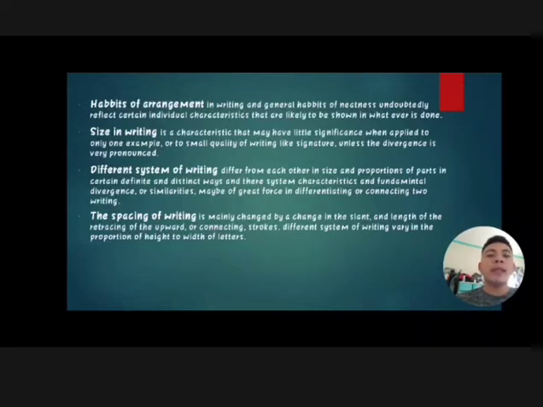Different systems of writing differ from each other in size and proportion of parts in certain definite and distinct ways. In their system characteristics, fundamental divergence or similarity may be of great force in differentiating or connecting two writings. The spacing of writing is mainly changed by a change in the slant and length of the retracing of the upward or connecting stroke. Different systems of writing vary in the proportion of height to width of letters.